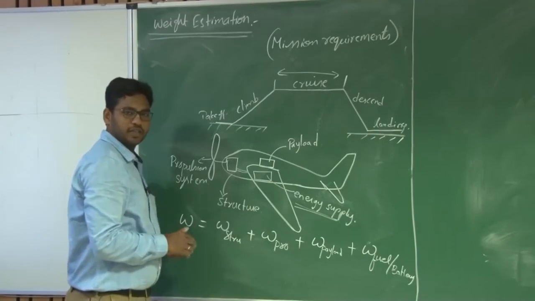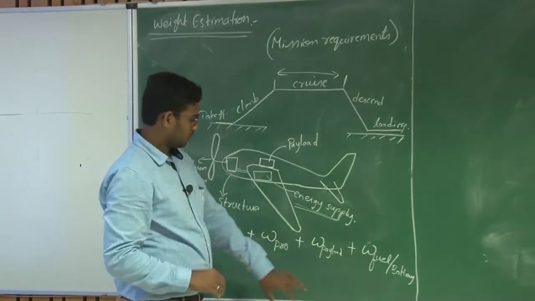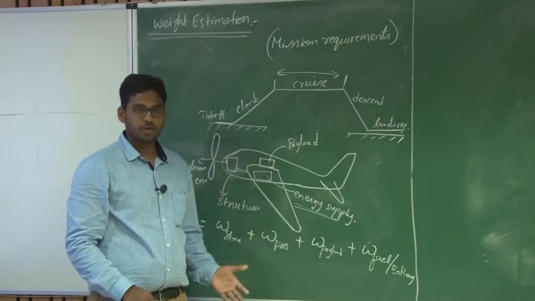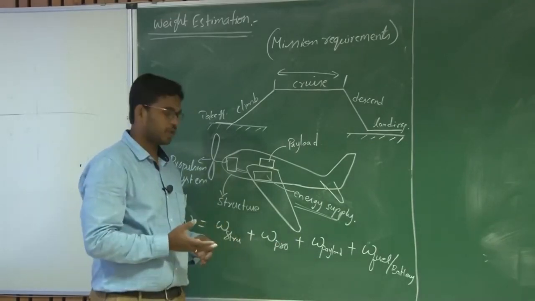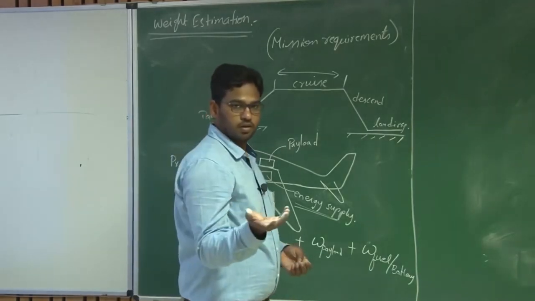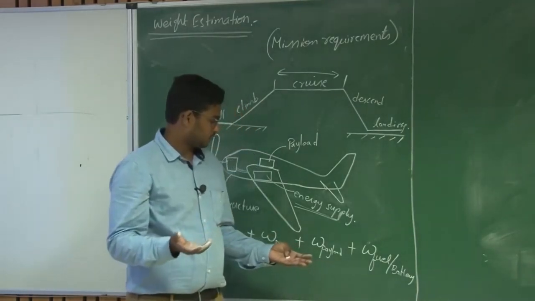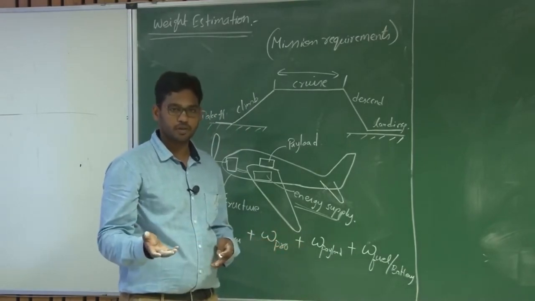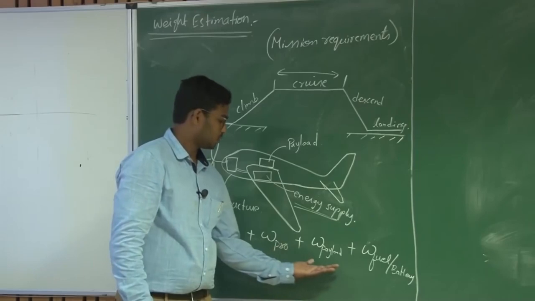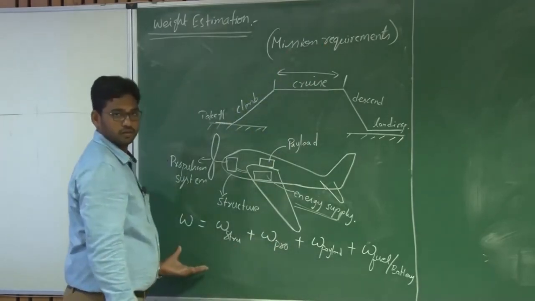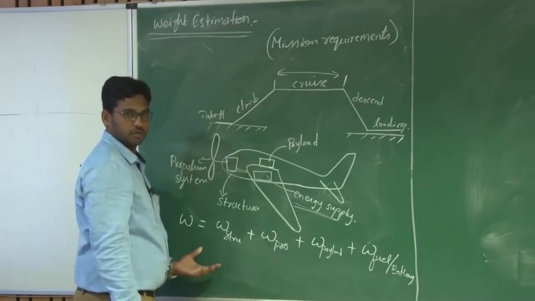Now, why does this weight change from UAV to UAV? It may have to carry different payloads. A smaller UAV may be supposed to carry a smaller camera, which may weigh up to 250 grams, and it can be used for a surveillance purpose with a 1 hour endurance. So as the requirement changes, the weight of the system changes.